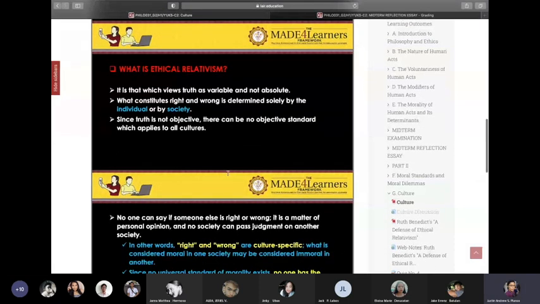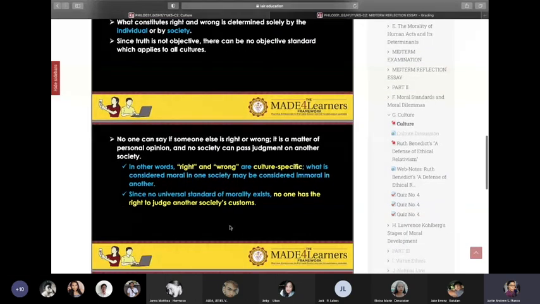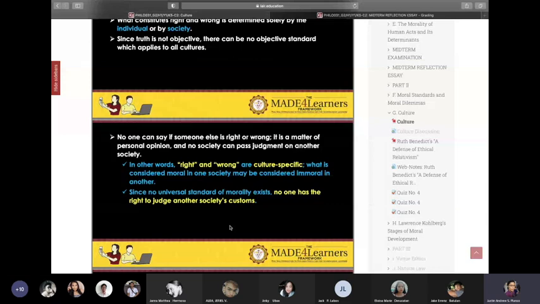No one can say if someone else is right or wrong. It is a matter of personal opinion, and no society can pass judgment on another society. In other words, right and wrong are culture specific. What is considered moral in one society may be considered immoral in another. Since no universal standard of morality exists, no one has the right to judge another society's customs. Right and wrong are relative, or contingent, to a culture. They are defined by a certain group of people sharing the same culture.